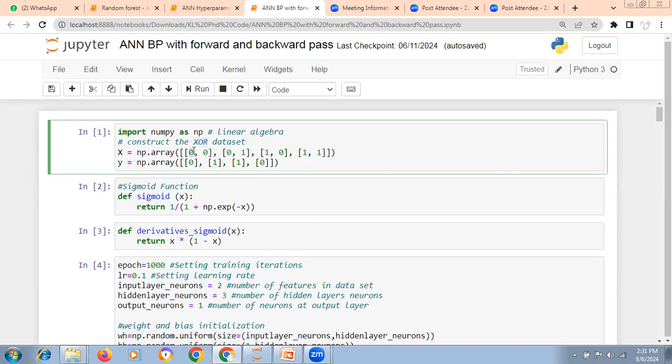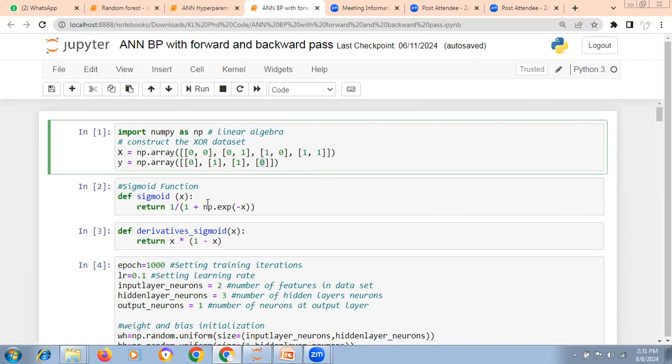Now you know how your XOR gate is operating. When both the inputs, X1 and X2, are 0, you will get the output as 0. When both are different, meaning 0 and 1, or 1 and 0, then only you will get the output as 1. Again, when both are the same, you will get the output as 0. So like this, you should construct an array and that array will become my dependent and independent variables.